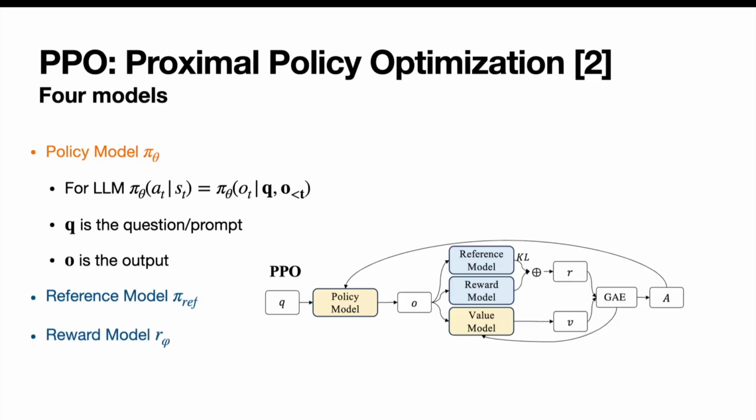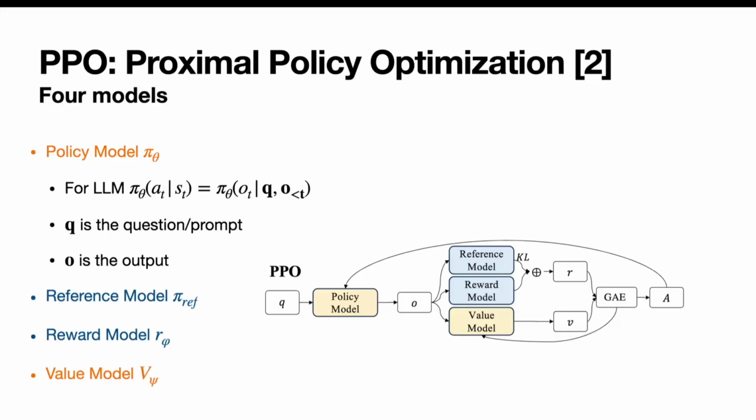The third one is the reward model. This is the model we trained in the previous step. It gives a reward score for the answers generated by the policy model. The fourth one is the value model. The value model predicts the expected future reward from the current state, and it is used to compute the advantage.